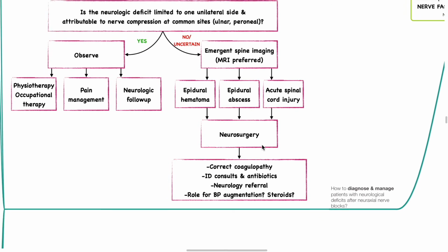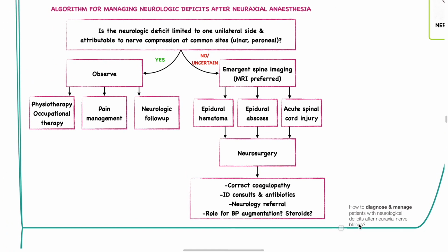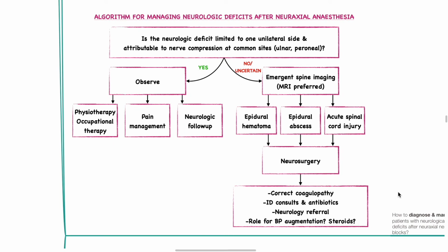Next, we move on to how to diagnose and manage patients with neurological deficits after neuraxial nerve blocks. Algorithm for managing neurologic deficits after neuraxial anesthesia: determine if the neurologic deficit is limited to one unilateral site and attributable to nerve compression at common sites, such as the ulnar nerve in the cubital groove and peroneal nerve at the fibula head. If yes, observe, provide physiotherapy and occupational therapy, pain management, and neurologic follow-up.